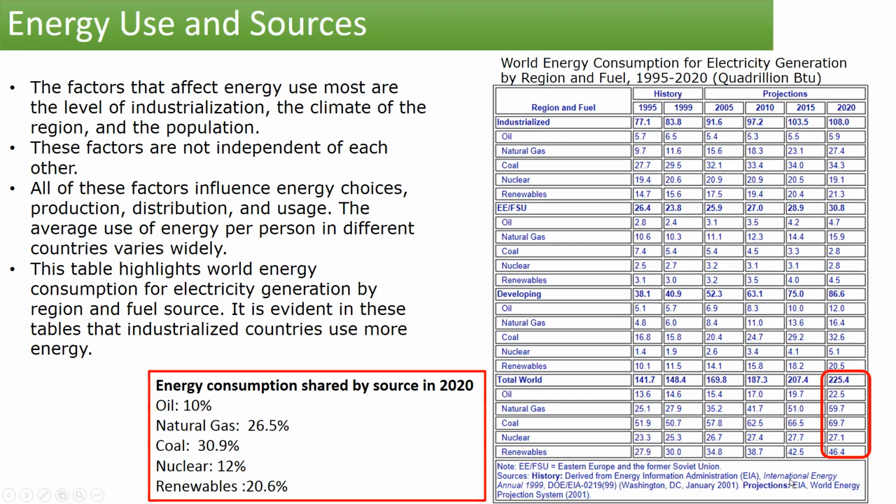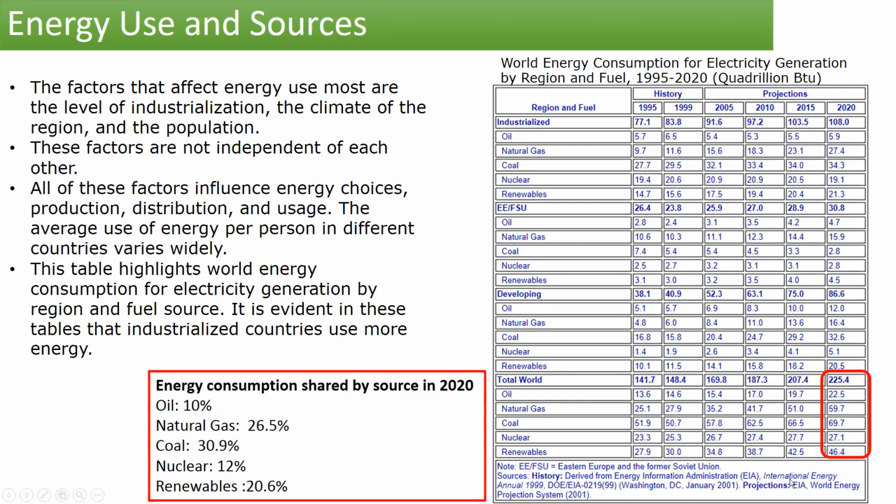Natural gas is coming from almost 5 quadrillion BTUs in 1995. It's going to be 16 quadrillion BTUs in 2020. In the developing world, renewable energy is going to double, from 10 quadrillion BTUs in 1995 to 20 quadrillion BTUs in 2020. So it's going to be kind of the double, but still it's going to be a small portion of the whole thing.